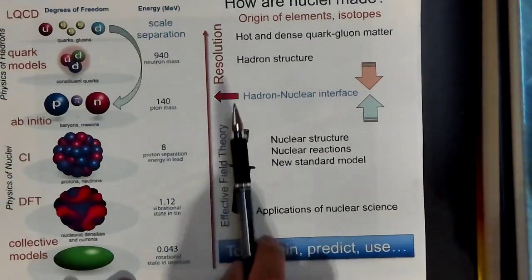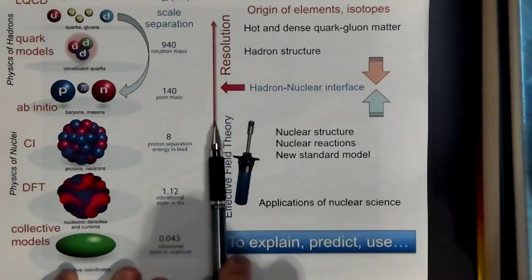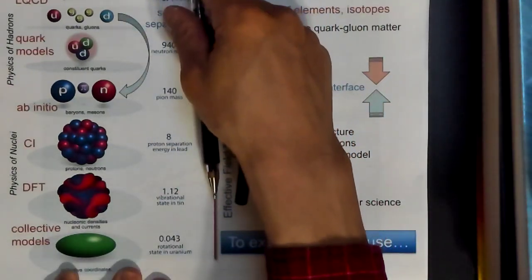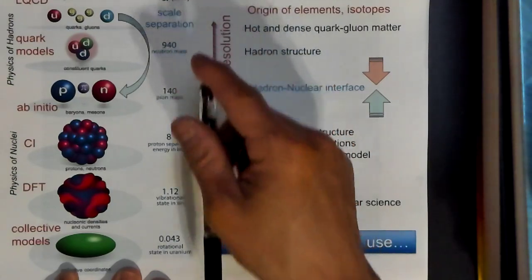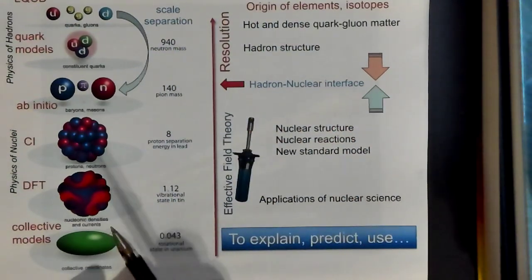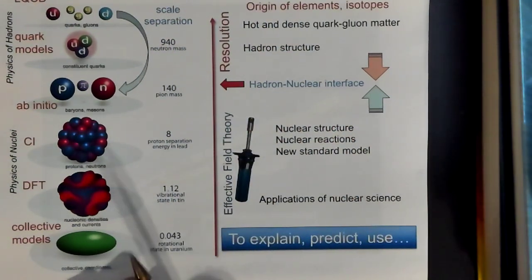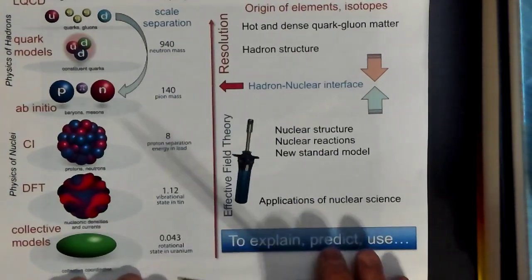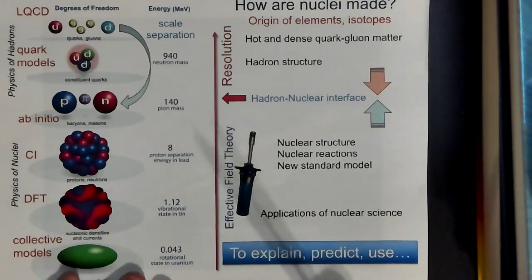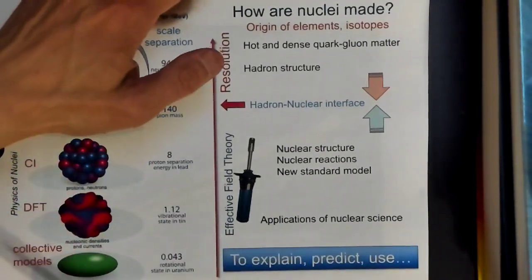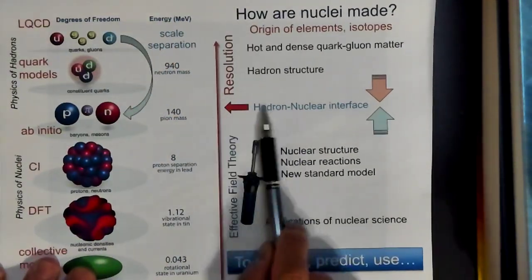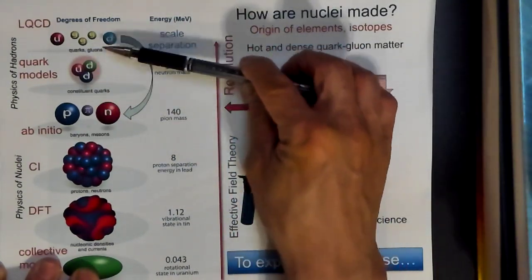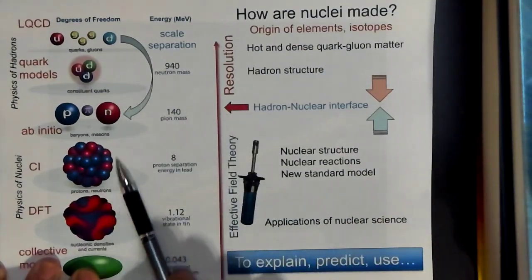Okay, so here is the whole idea: as you go up here, you increase the resolution. As you go down here, you're removing degrees of freedom and trying to get an effective description of what's going on without all the complexity of the higher-resolution scale objects. So you can talk about an interface between the hadrons, the particles that are strongly interacting, and the nuclei.